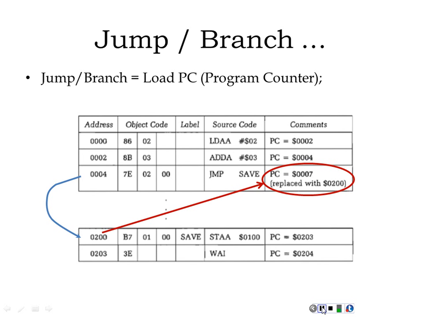We are assuming that 0007 will be the next line. How will it be the next line? Look at this. The address of this line is 0004, which means the address of 7E is 4. The address of 02 is 5. The address of 00 is 6. Automatically the next line will start from 7, right? That's how we get the default address of the next line. But it will be replaced by 0200 because you are jumping to another line with the label save.